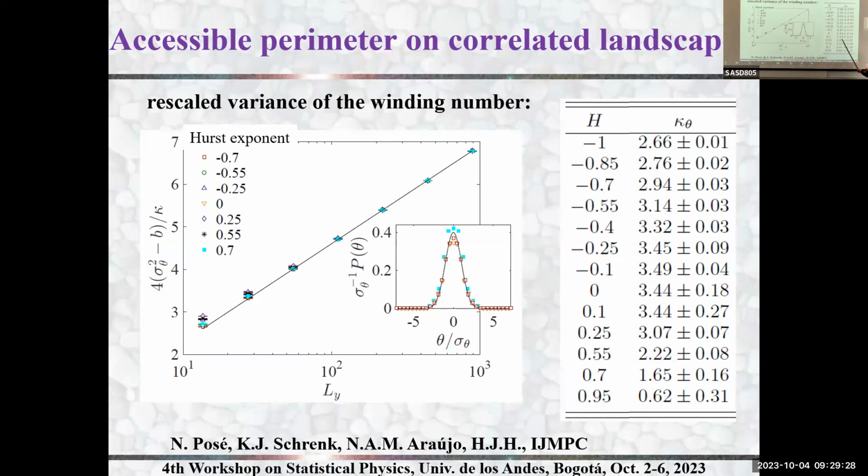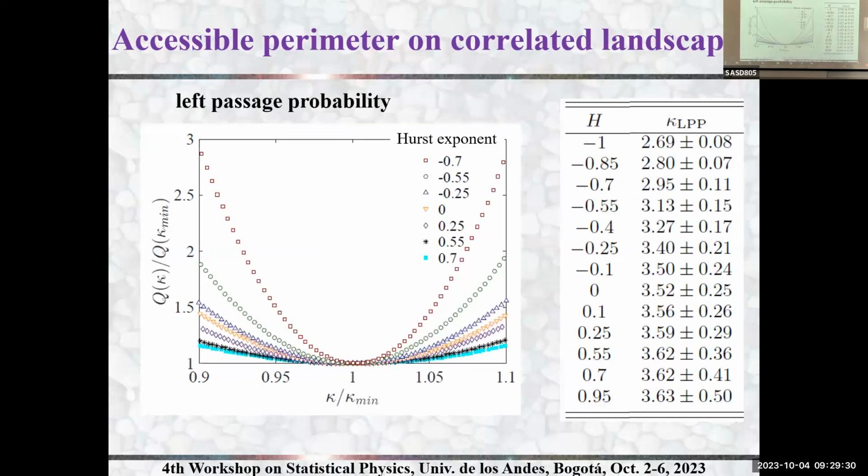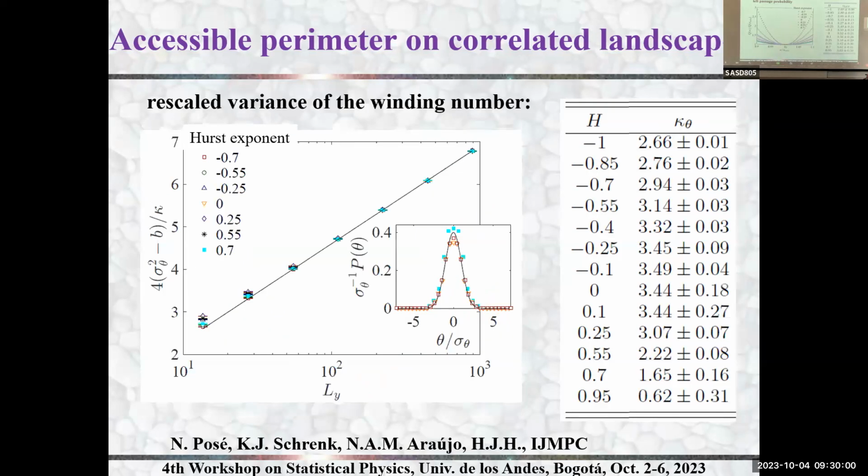So it does the right thing here, in the tendency. And now looking at the left passage probability. Remember, this is a very fine test. You get here a really small kappa value, which you see now for different Hurst exponents. And here again, you see for different Hurst exponents, and also the positive Hurst exponents. If I now compare the values here, 2.6, 3.5, 3.6, and if I go back to the old one, here's 2.6, 3.5, 0.6.